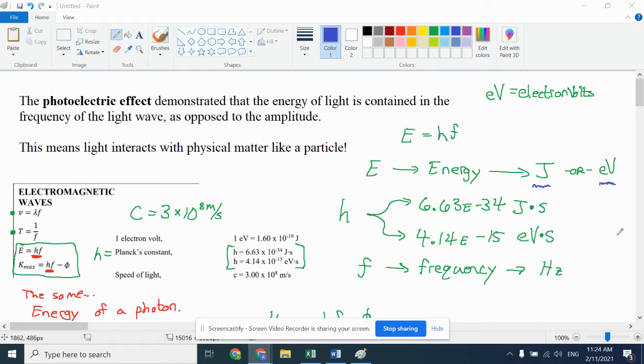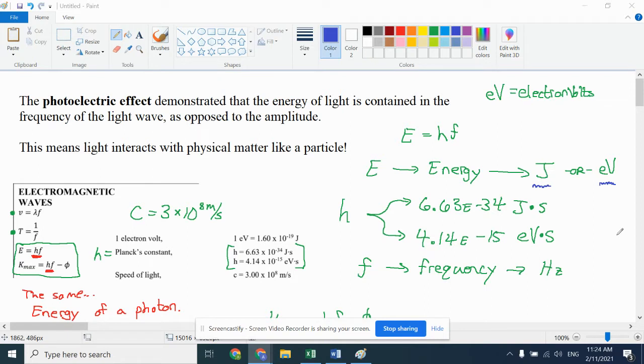These notes are posted on Canvas, but I want to walk through them with you so you understand a little bit more about what you're looking at. So first off, the focus of today is the photoelectric effect. You should have already watched the pre-flight on it, so you should be familiar with it.